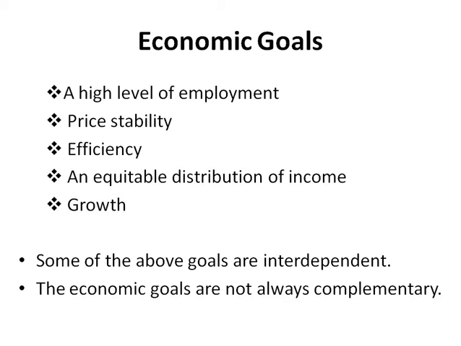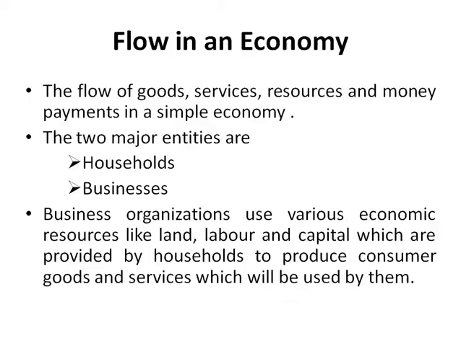Then the next is efficiency. So efficiency of the particular product is very much essential because based upon the efficiency only they are going to purchase the product. Then next is the equitable distribution of income. So distribution is very much essential. Based upon the distribution only they are going to find the product and also buy the product on time. Then growth is necessary. So these are some of the goals which are interdependent. The economic goals are not always complementary with each other.